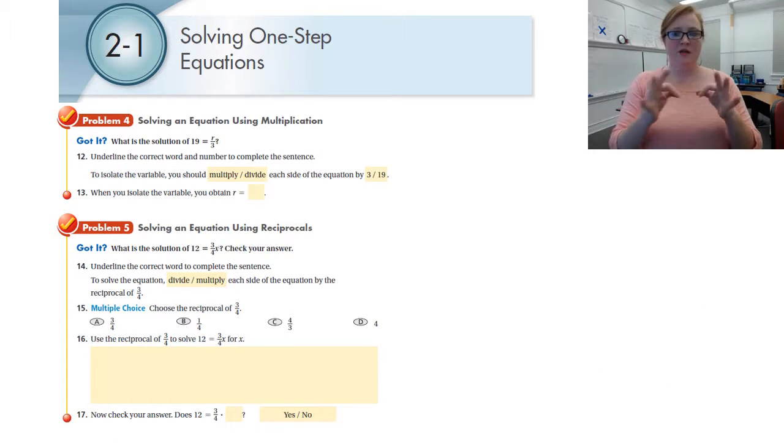Problem 4, solving an equation using multiplication. What is the solution of 19 is equal to r over 3? Number 12, underline the correct word and number to complete the sentence. To isolate the variable, you should multiply or divide each side of the equation by 3 or 19. Which one? Because 3 is on the same side as r, the variable, you will use 3 to multiply each side of the equation.